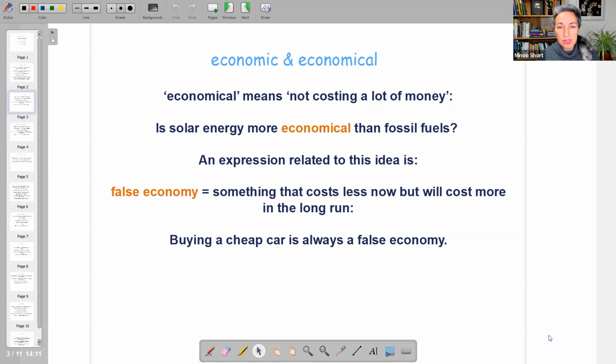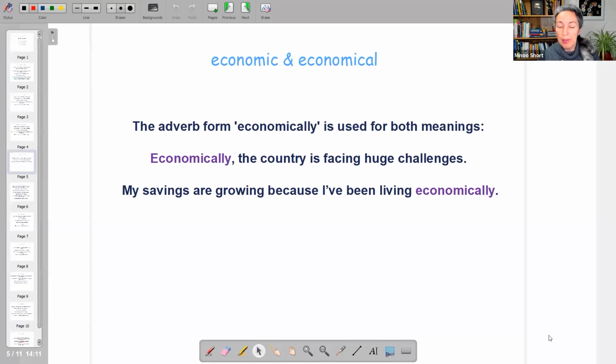And there is an interesting expression related to this idea, and that is a false economy. And that means something that costs less now, but will cost more in the long run. For example, buying a cheap car is always a false economy. And the last thing to say about these two words is the adverb. The adverb form economically is used for both meanings.